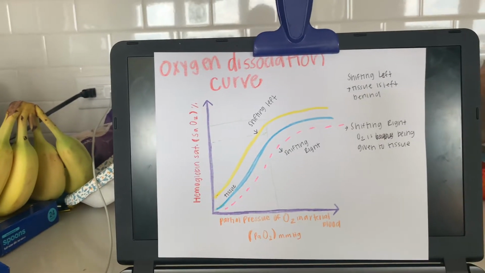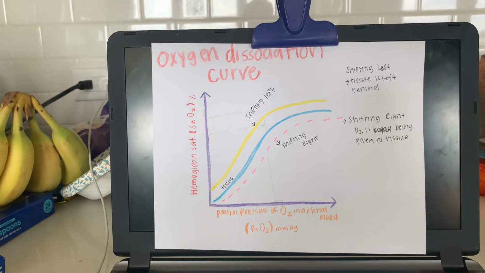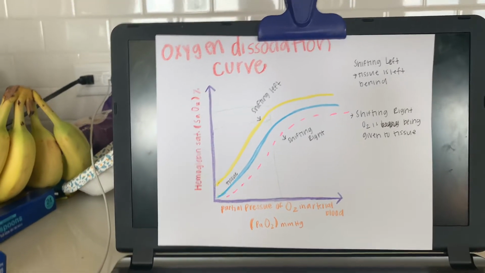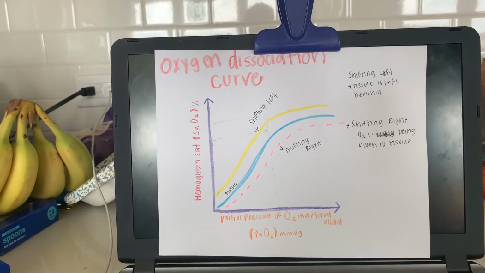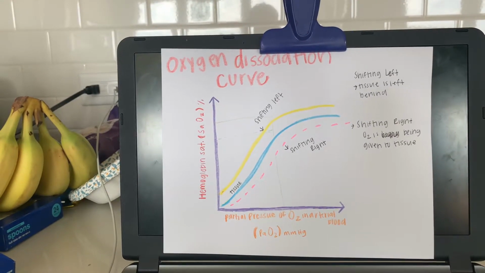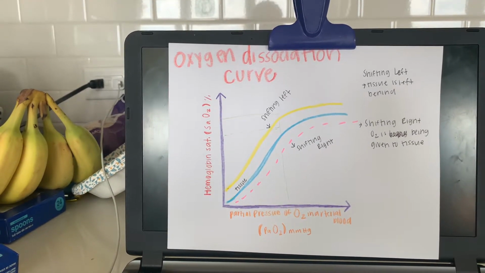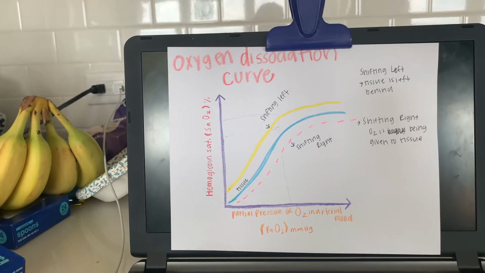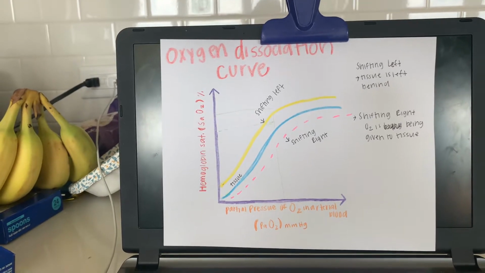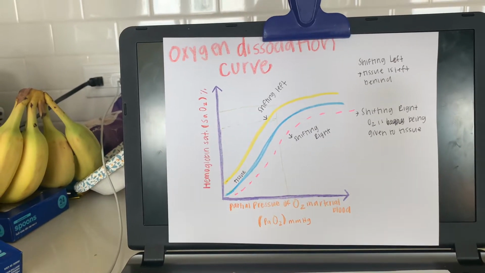So basically, within explaining this, I learned that when you shift to the left, you're basically leaving the tissue behind, and shifting to the right is oxygen being given to the tissue.